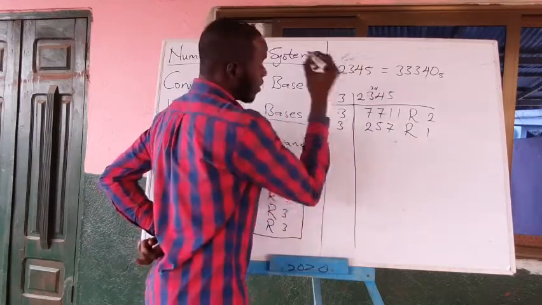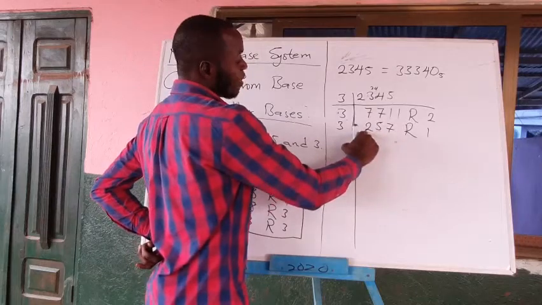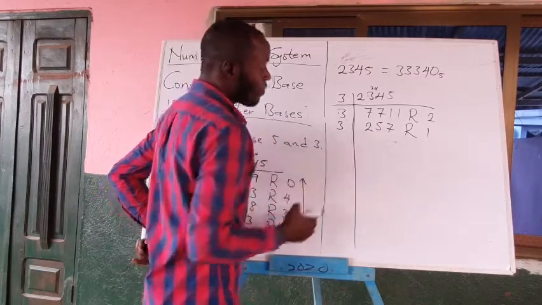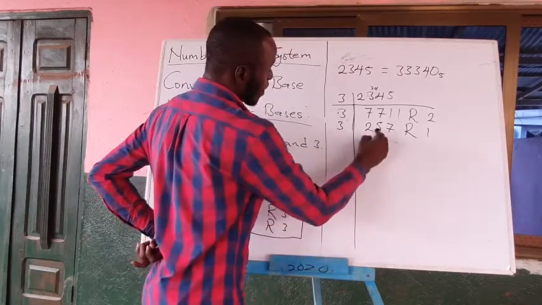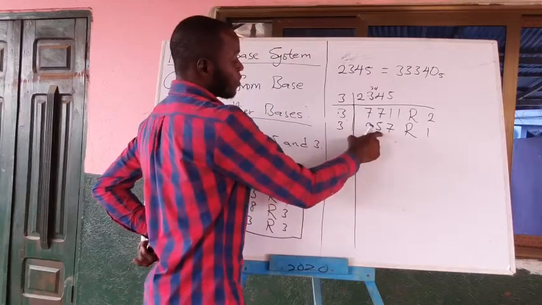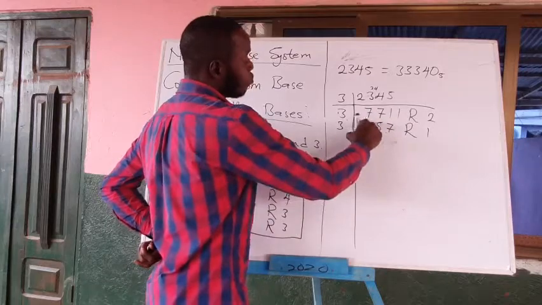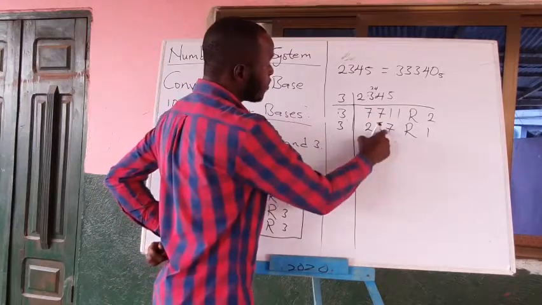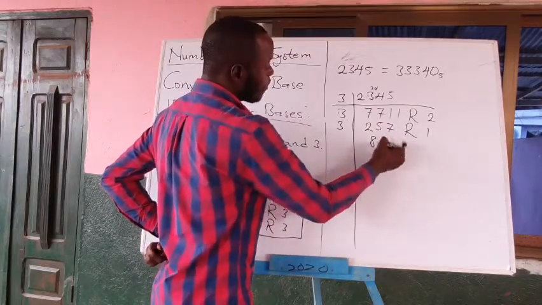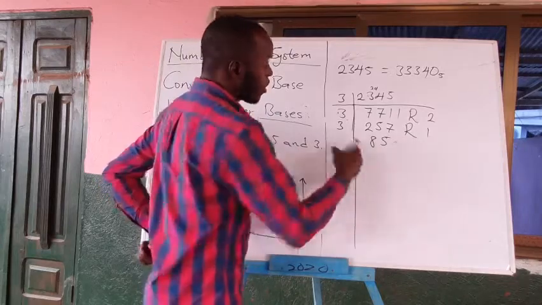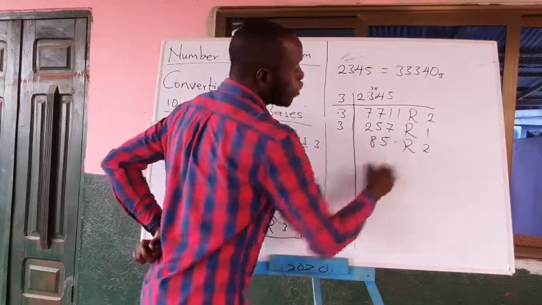So now another 3 again. 3 cannot go into 2, so we add the 5, 25. So 3 will go into 25 how many times? 8 times. 8 times 3 will give us 24, so it will be left with remainder 1 here. We add the 7 to it, making it 17. 3 will go into 17 how many times? 5 times. Remainder 2. 3 cannot go into 2, so we have our remainder 2 here.